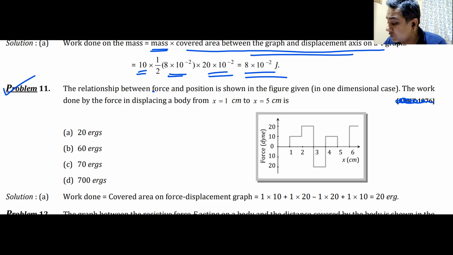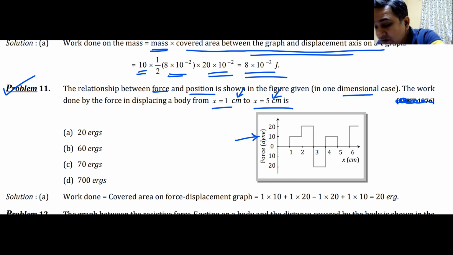The relationship between force and position, I'm marking out the important points, is given, one-dimensional case. Work done by the force from 1 to 5 centimeters. Remember, sir, CGS units, so the answer would be in ergs. Here also force is given in dyne, and your time starts now. I have not told you what will happen when the graph is on the negative side. This is what you will have to think on your own. Your time starts now.